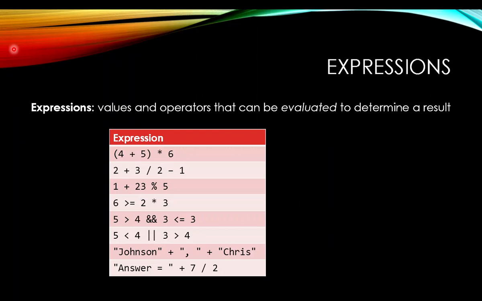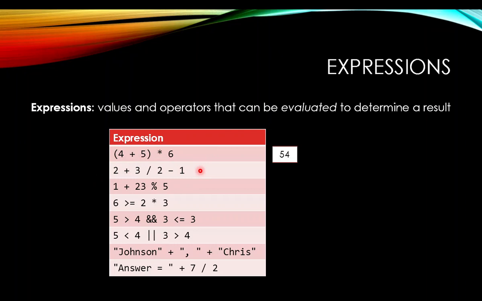So how is this going to look? What's the answer to these things? An expression is a series of values and operators that can be evaluated. You can determine a result if you look at the whole thing. So let's look at these and figure out what the results are. So what is 4 plus 5? Notice we have parentheses around things, so we don't get the normal order of operation. 4 plus 5 is going to happen first. That's 9. 9 times 6, that should be 54.